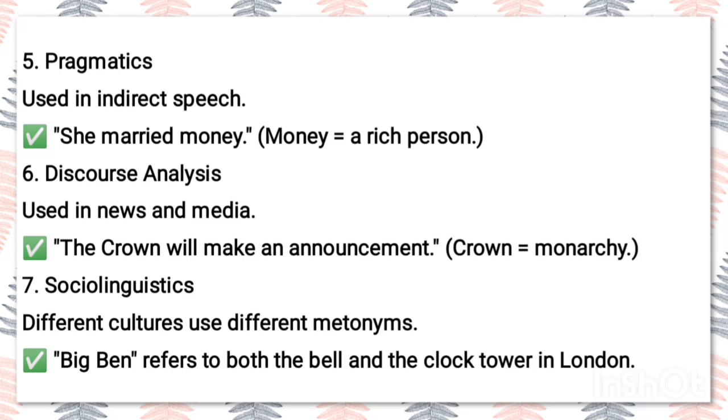Next one, discourse analysis. In media and news, metonymy is used to condense ideas or events. For example, the crown will make an announcement. This means the crown refers to the monarchy. Next one is sociolinguistics. Different cultures have different uses of metonymy. Example, Big Ben refers to both the bell and the clock tower in London.